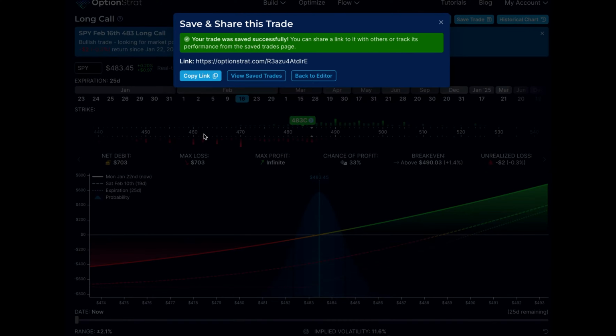Now, when I save this trade, a couple of other key things here: I can copy this link and I can share this link with anyone, anywhere. If I send them this link, it will automatically open this trade in the free version of OptionStrat, so that they can look at the trade and see your evaluation of the trade.